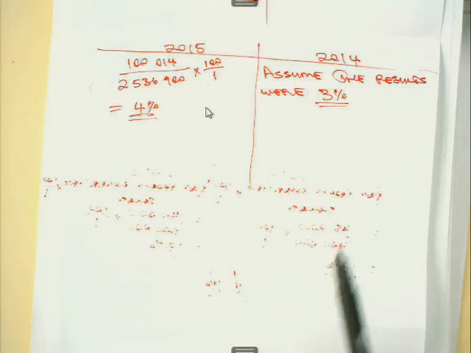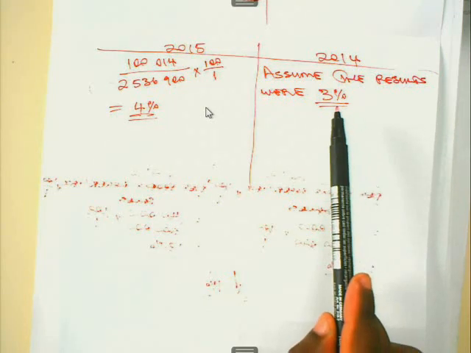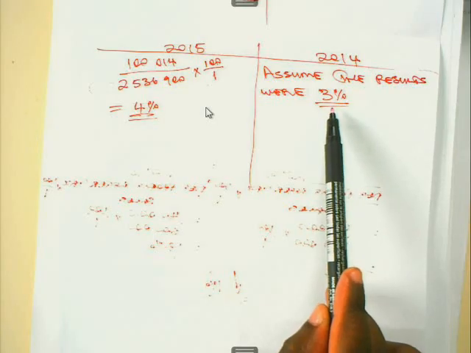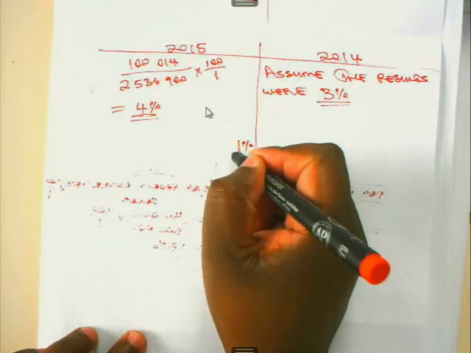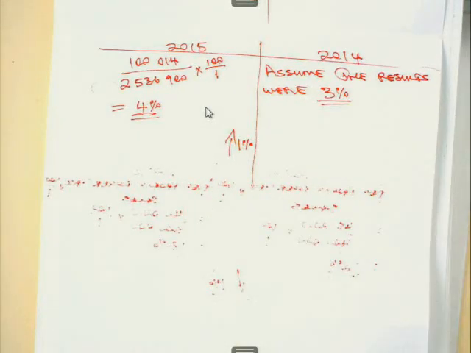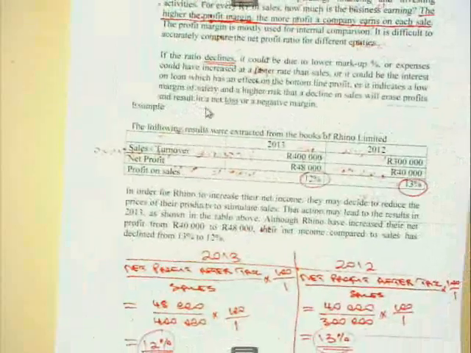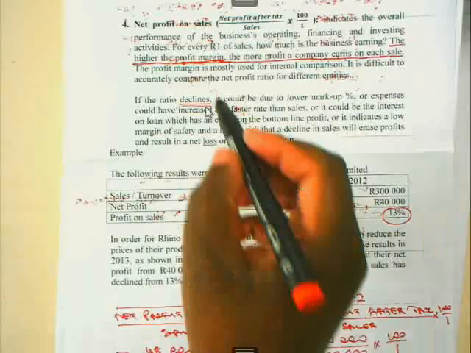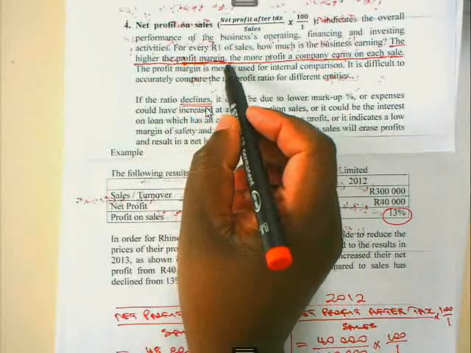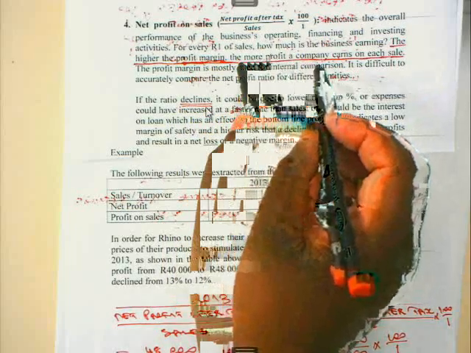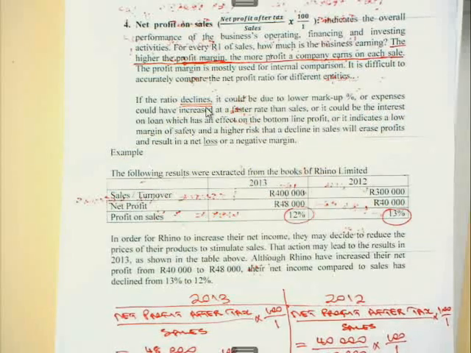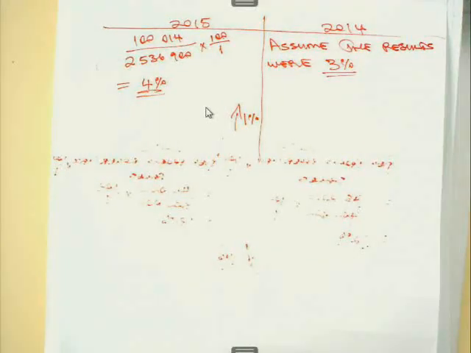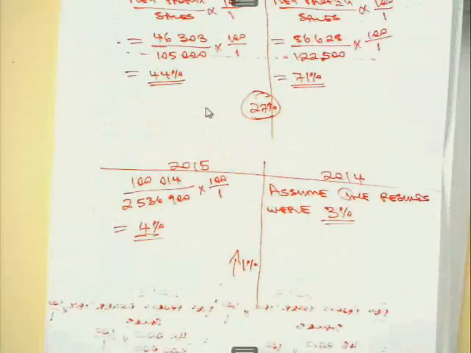So you see, the results are satisfactory in that they have improved from 3% to 4%. We have a 1% increase. But in terms of the net profit as a percentage of sale, the higher the profit margin, the more profit the company earns on each sale. This activity only tells you that the company will earn 4 cents for every 1 rand sold. Let us go back to that one.